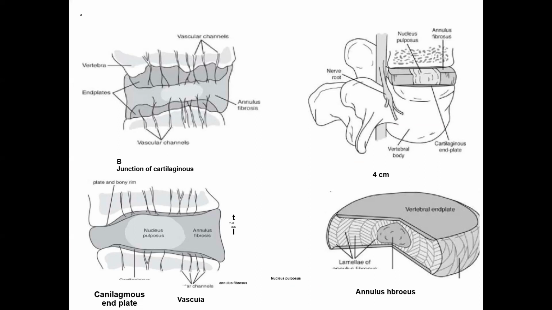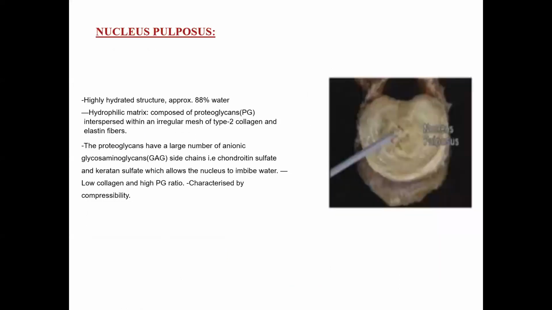Moving forward to the next slide. Nucleus pulposus. Now we are going to study what the nucleus pulposus is. It is a highly hydrated structure, approximately 88% water. Hydrophilic matrix, it is composed of proteoglycans, interspersed with an irregular mesh of type 2 collagen and elastin fibers.